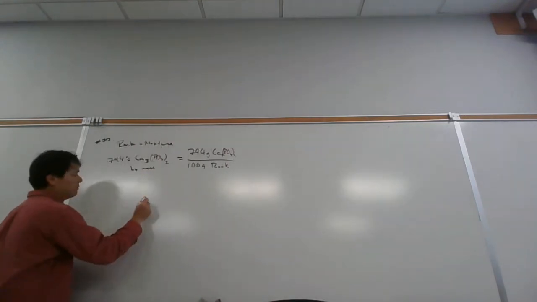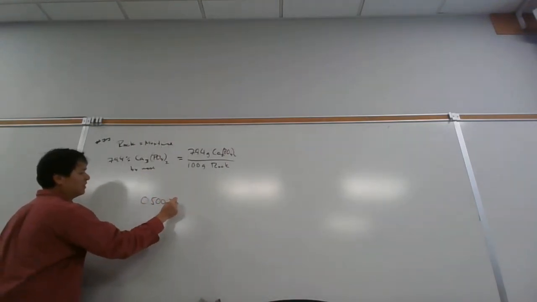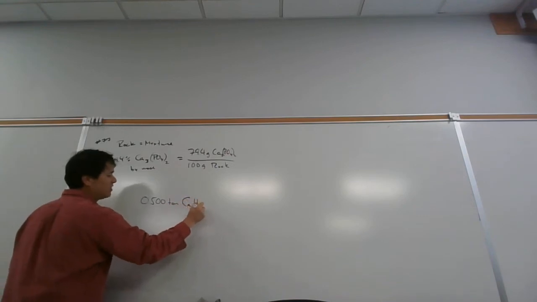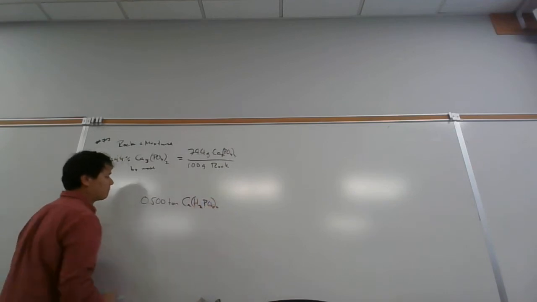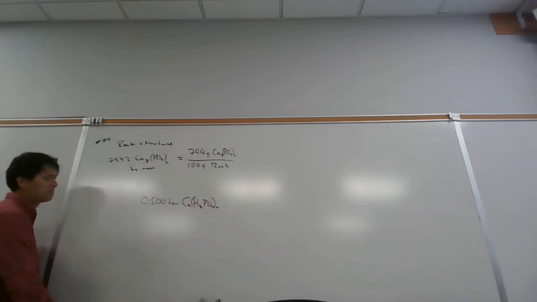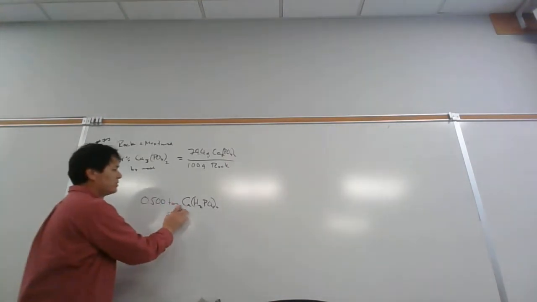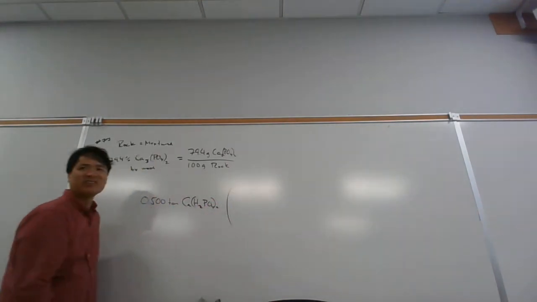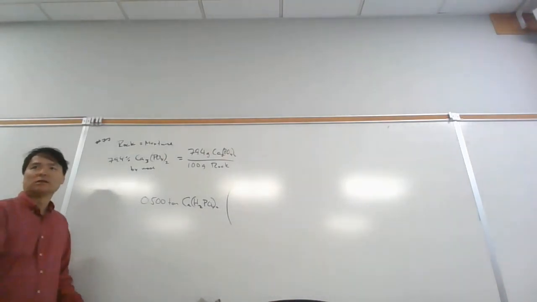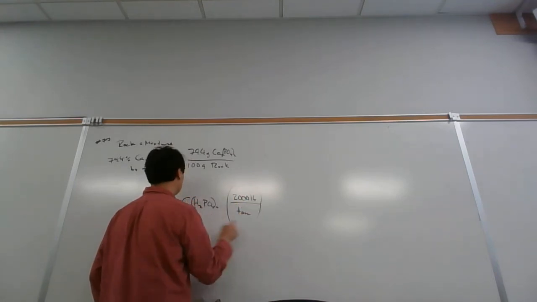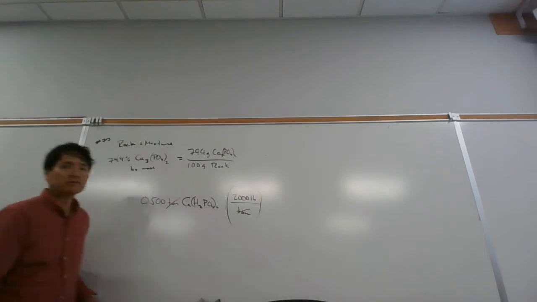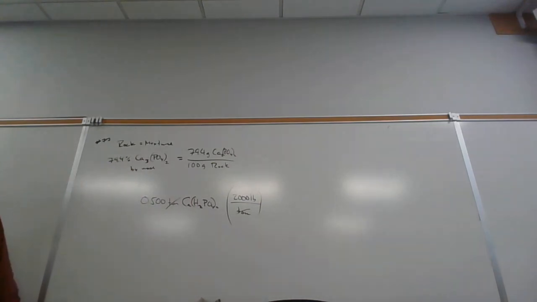So we're starting off at 0.500 tons of fertilizer. The fertilizer is calcium dihydrogen phosphate, so Ca(H2PO4)2. So what we're going to do is go from tons. Do you know the conversion from tons to pounds? You don't need to know the conversion. It's 2,000 pounds in a ton. And so we have pounds of fertilizer, 1,000 pounds of fertilizer.